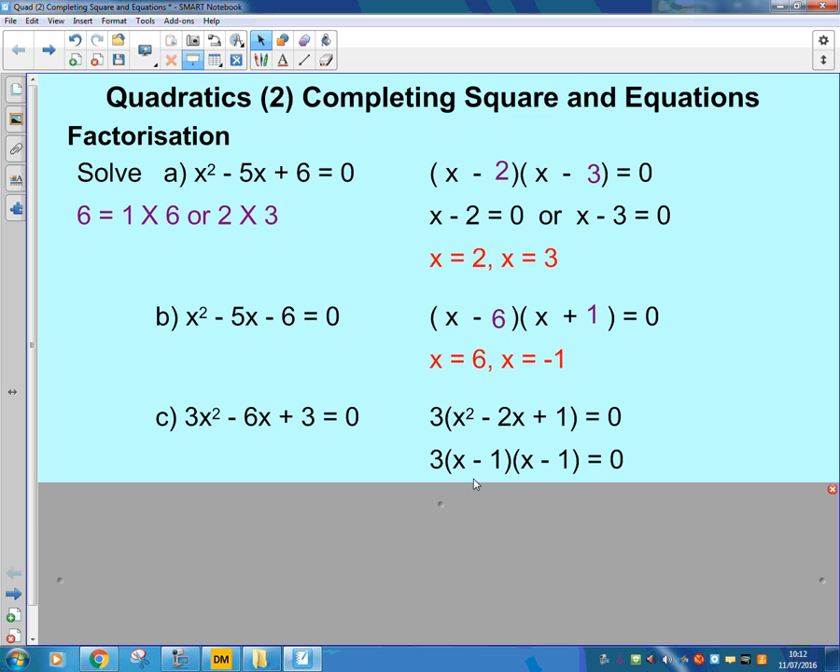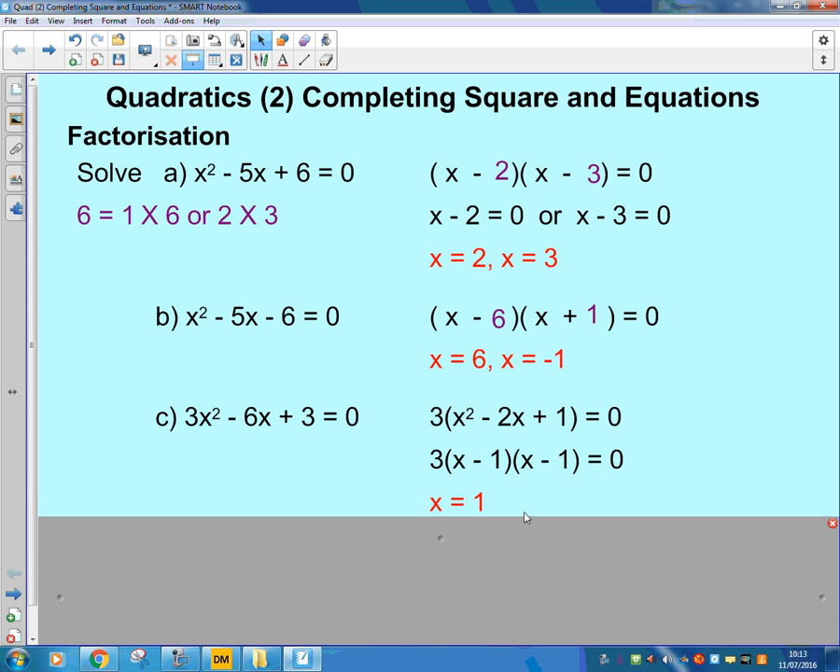Now, to solve it, we've got 3 things multiplying to 0. 3 is never 0, so that isn't. So x minus 1 is 0, or x minus 1 is 0. Well, it doesn't matter which I choose, it gives me x equals 1. So this one has only got one solution, x equals 1.